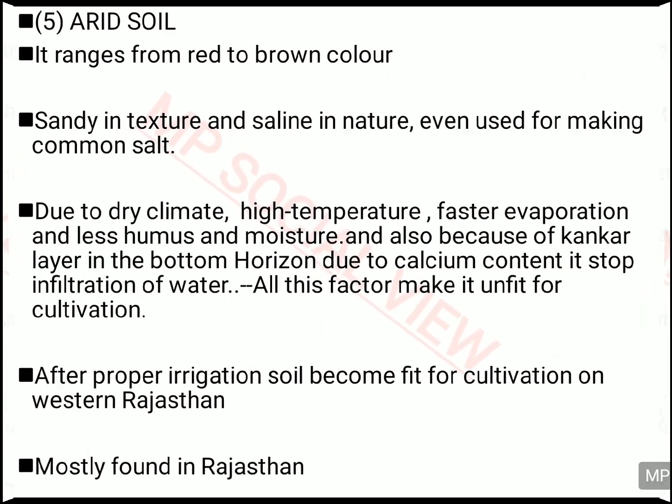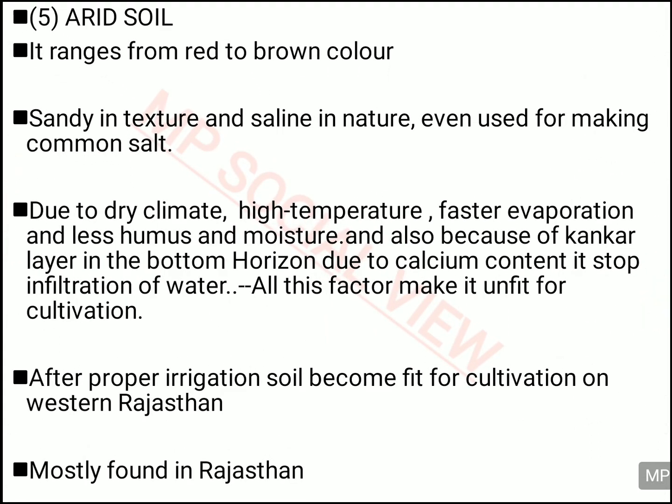So next we are going to discuss the arid soil, whose color ranges from red to brown. It can be from red to brown color. This type of soil is present in this area, which is sandy in texture. You know what is sand. Sand is found in desert area. So it is sandy in texture, and it is saline in nature. It is so saline in nature that it is sometimes used for making common salt also.